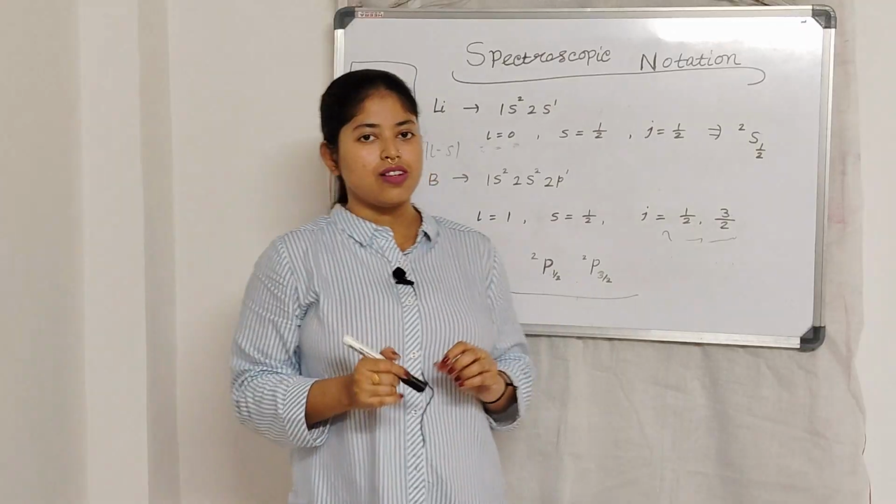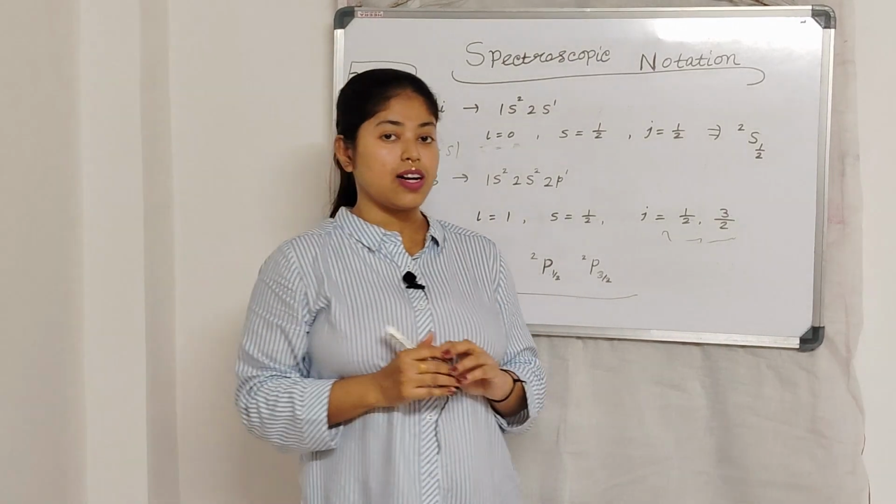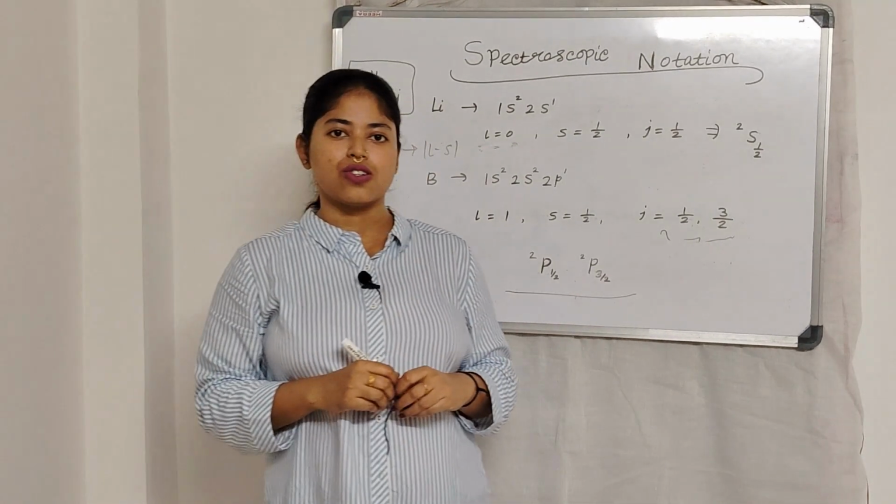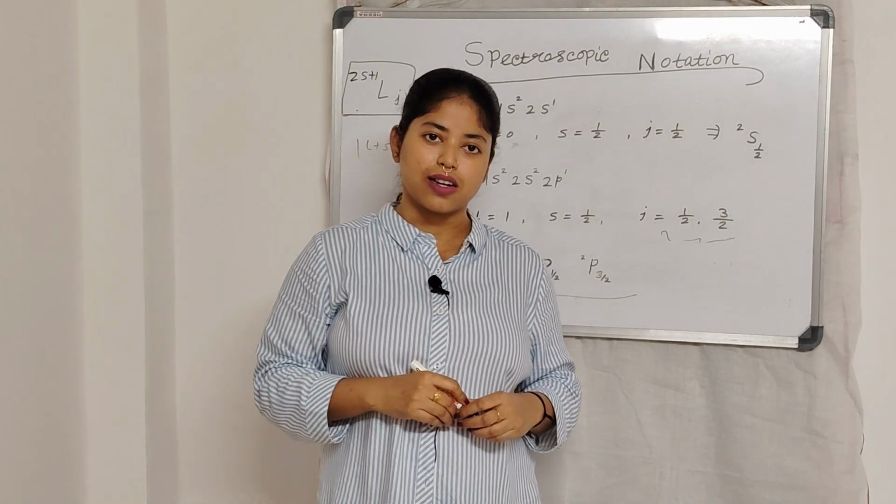So these are the two expressions for boron. I think now you have learned how to write spectroscopic notations, and in our next class we will talk about LS coupling and JJ coupling.